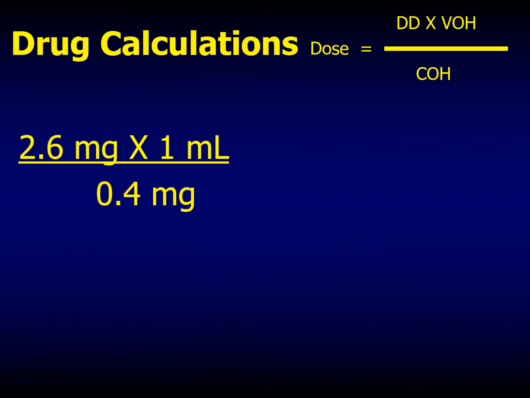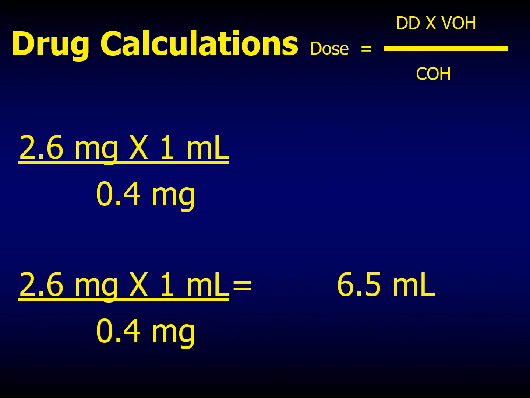We're still doing simple drug calculations, just building up a single bolus dose to give to our patient. The desired dose here is 2.6 milligrams, and in every 1 mil, our volume on hand, we have 0.4 milligrams. If we do the calculations, we see that we need 6.5 mils. That's a fairly hefty dose of Narcan, so poor Timothy must have had quite an overdose. But he's going to get 2.6 milligrams by 6.5 mils.